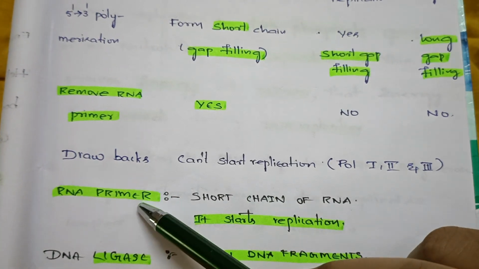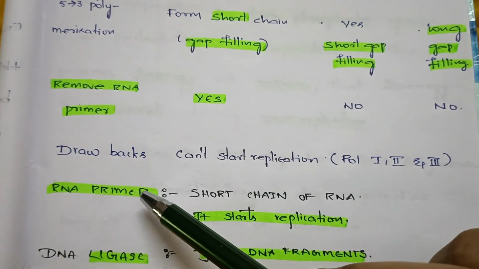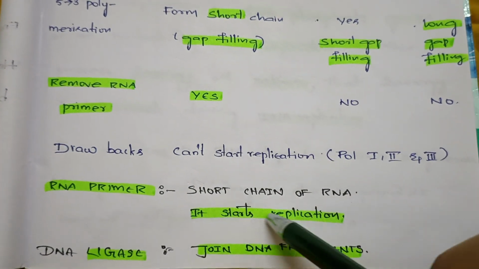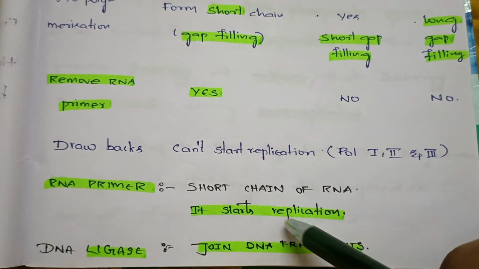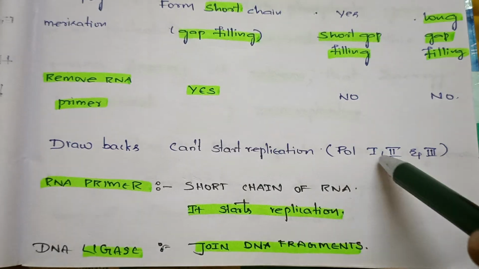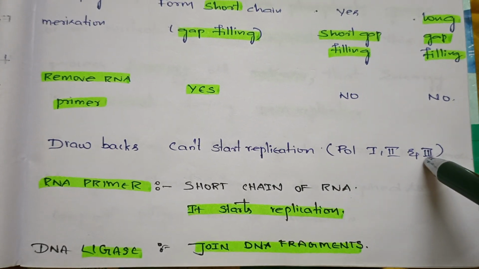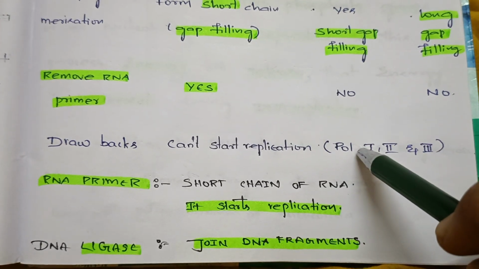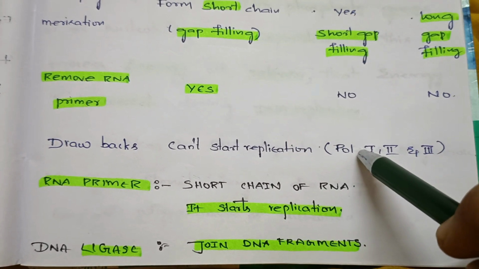The RNA primer. It is a short chain of RNA that will start the replication. After that, replication will be continued by polymerase 3 in a long chain, polymerase 2 in a short chain, and polymerase 1 in the very short gap filling work.